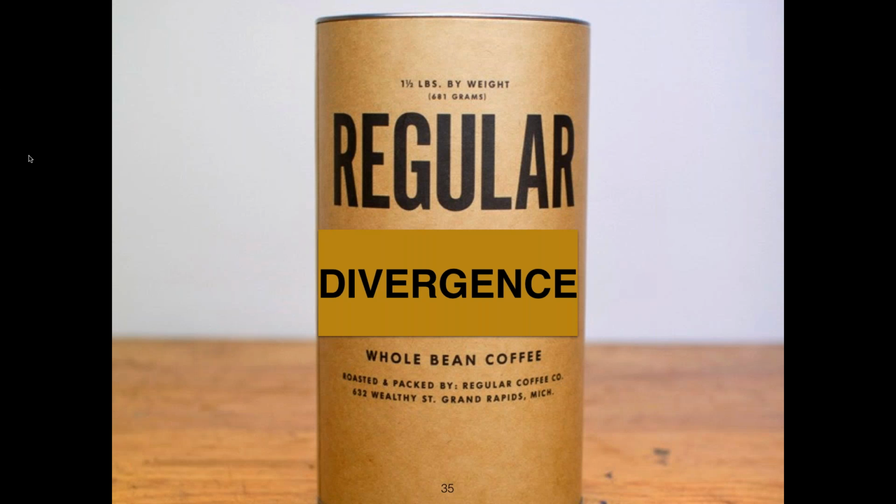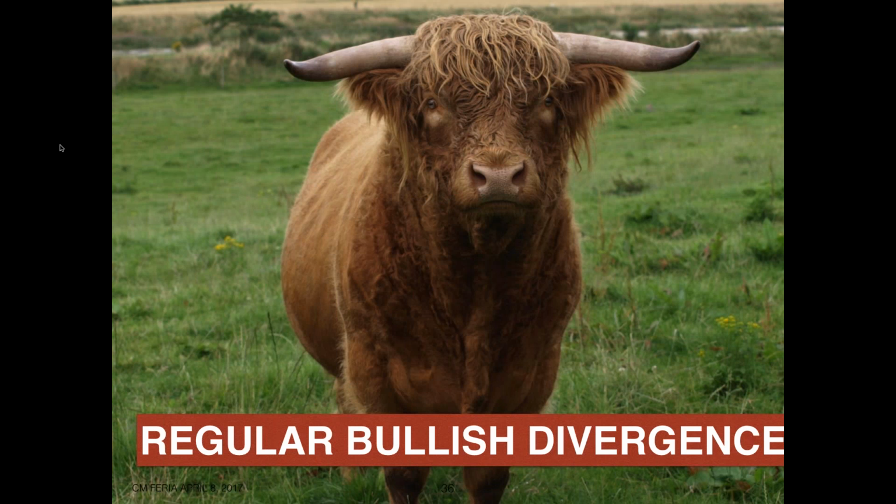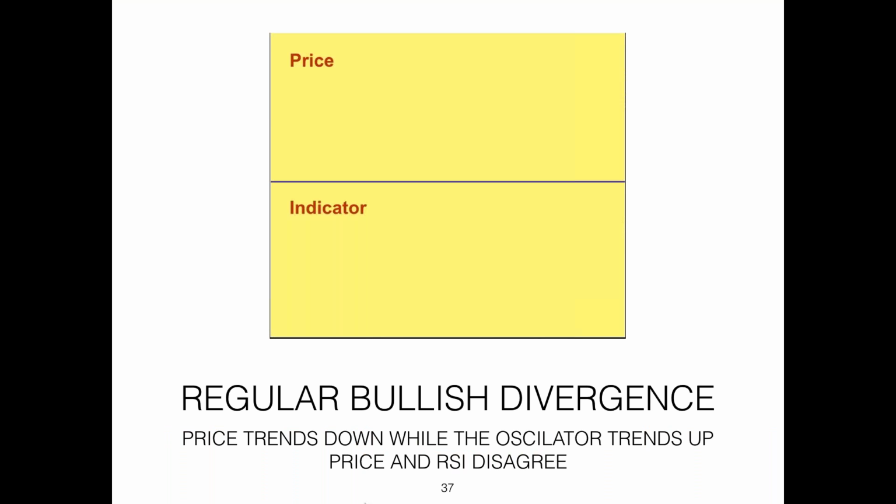So let's first talk about regular divergences. Regular divergences signal trend reversal. So how do you spot a regular bullish divergence? A regular bullish divergence is when the oscillator is making higher lows while the price is making lower lows. Here's a video to show you.